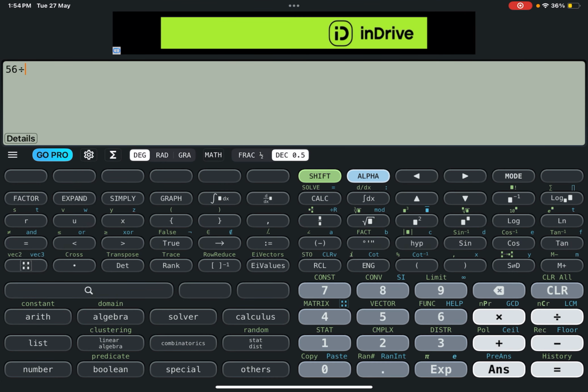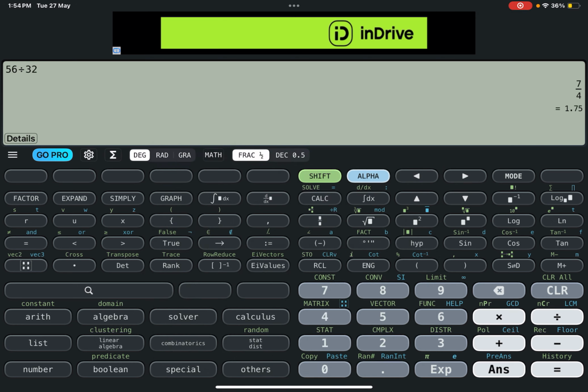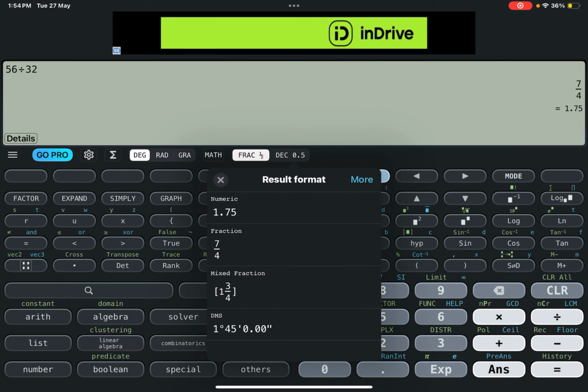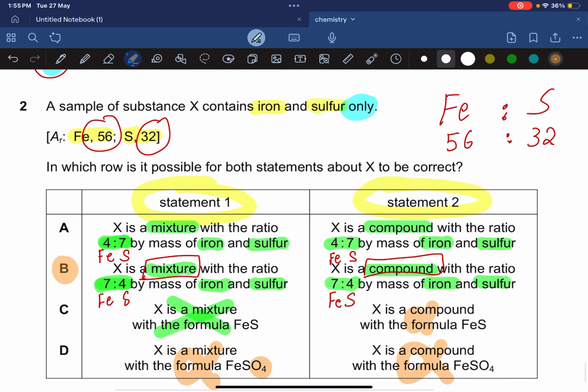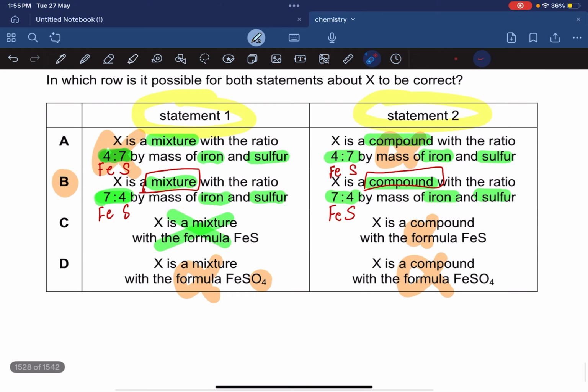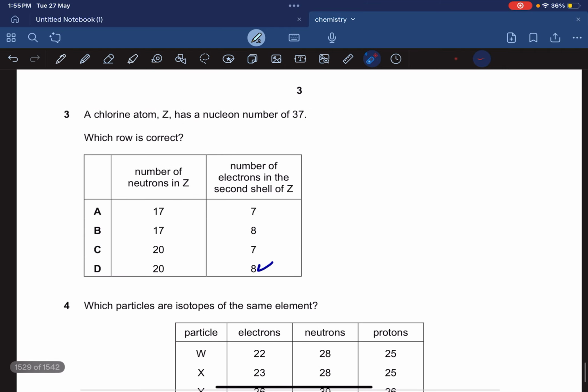56 divided by 32. What do we get? Okay, we get 7:4. You can see over here that we simply get 7:4. In fraction, we get 7:4. That tells us that the ratio is going to be 7:4. 7 is the ratio for iron and 4 is the ratio for sulfur. You just had to look at this fraction on the calculator, that it's 7:4. So it's going to be option B because we get 7:4, not 4:7. That's incorrect. Secondly, in compounds and in mixtures, you can have ratios. In a compound, you can have formulas as well, but in mixtures, you don't have formulas. So that was incorrect.